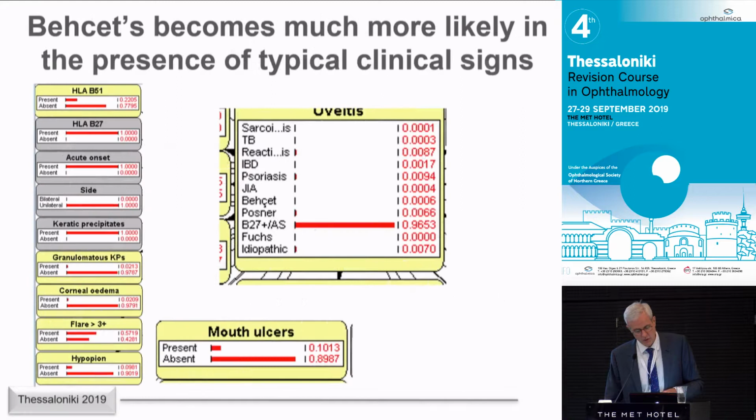But again, if you ask the question, do you have mouth ulcers? The pre-test or the post-question probability of this being a Behçet's-related uveitis goes up hugely. And you should test, and you should refer. So you can see how our pre-test probability is changed by the observation of, or the history of, a mouth ulcer.